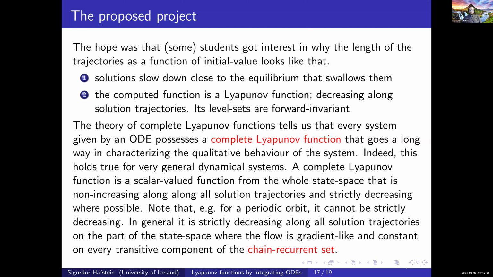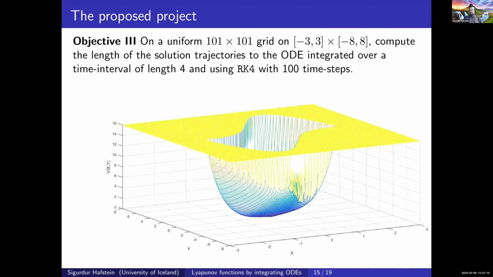The reason it looks like this is that the solutions slow down close to the equilibrium because it's exponentially stable, so it slows down a lot. So the solution trajectories, if you start close to it, will actually be very short. And you can also imagine that if you're on a solution trajectory and you start later, it will simply be shorter. This function is really decreasing along solution trajectories. That also means that the level sets of these functions are forward invariant. So if you start at some level set, you can never go out of it again because it's decreasing along the solution trajectories.